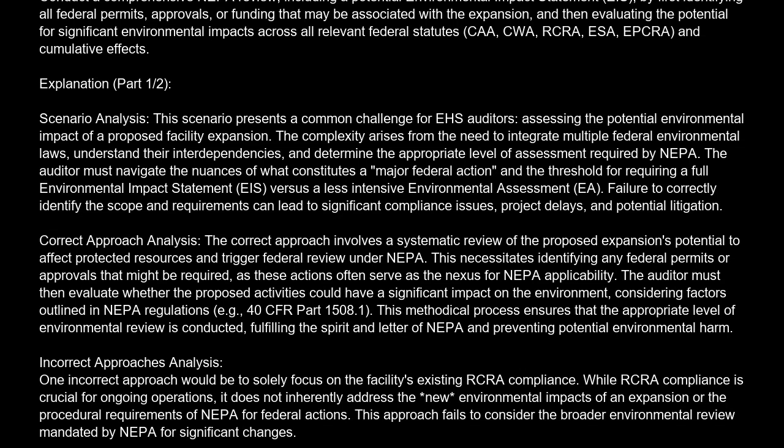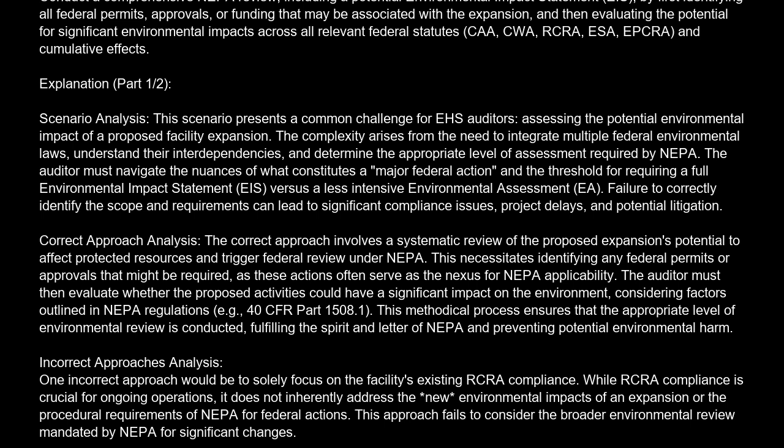Conduct a comprehensive NEPA review, including a potential environmental impact statement (EIS), by first identifying all federal permits, approvals, or funding that may be associated with the expansion, and then evaluating the potential for significant environmental impacts across all relevant federal statutes, CAA, CWA, RCRA, ESA, EPCRA, and cumulative effects.